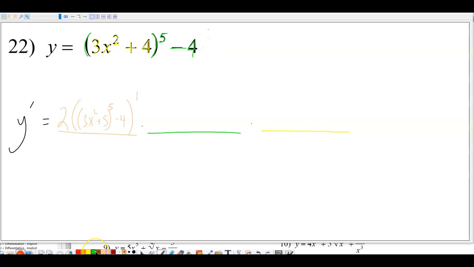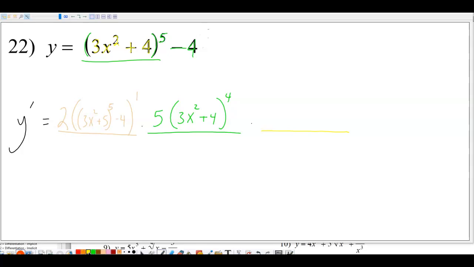All right, so for the green part, first of all, that 4 right there is just going to go away. It's a constant. But this guy here, that's a power rule. So we're going to move the 5 to the front, and we're going to take 1 off the power, and we're going to leave the inside exactly the same. So that green part has now had its derivative taken, and it's done.